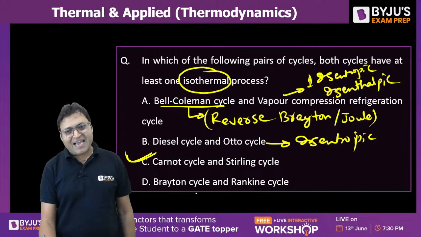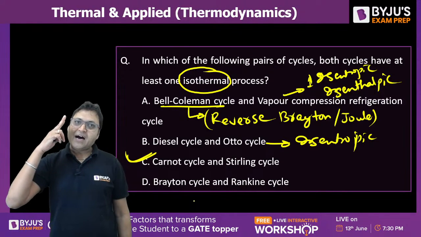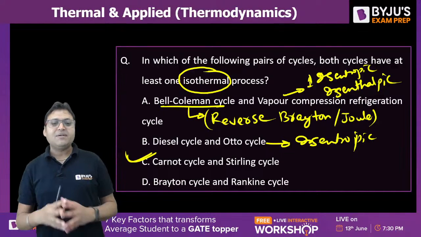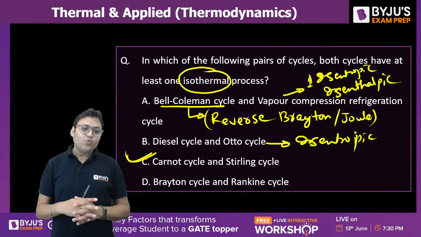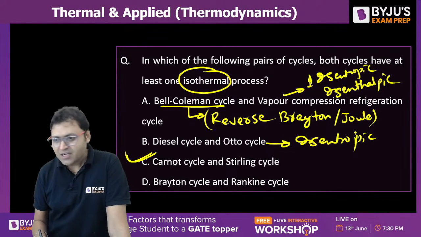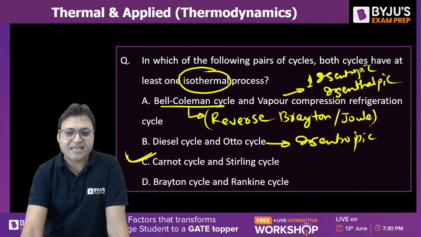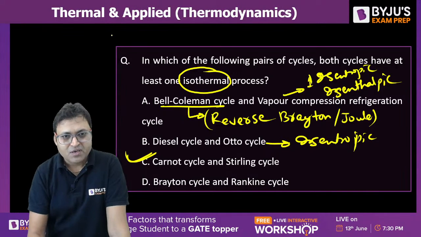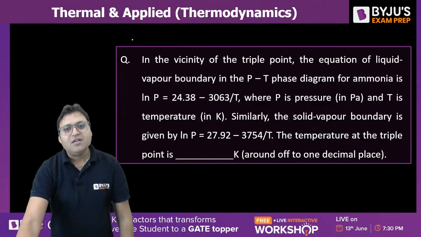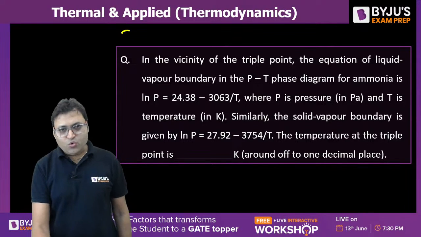Brayton cycle and Rankine cycle consist of two adiabatic or isentropic along with two isobaric, constant pressure processes. So option C will be the correct answer for the given question. First question asked in GATE 2021. Then next, question number 2 on your screen.